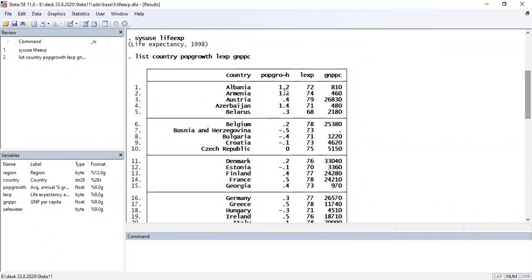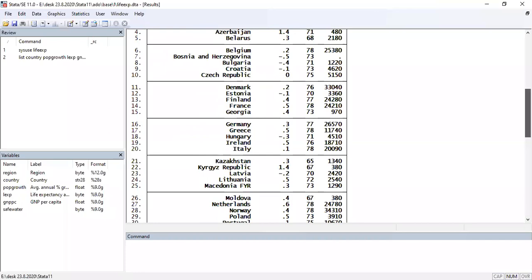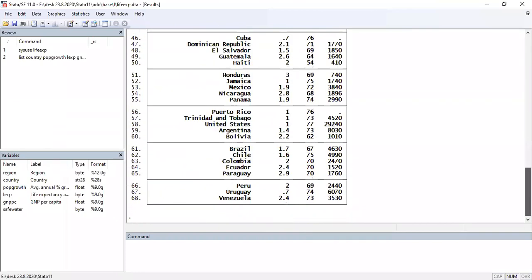Pop growth, 1.2%, 1.1, 0.4, so on. LEXP, life expectancy at birth. Let's say Albania, 72, Belgium, 78, and so on. GNP per capita, and so on.